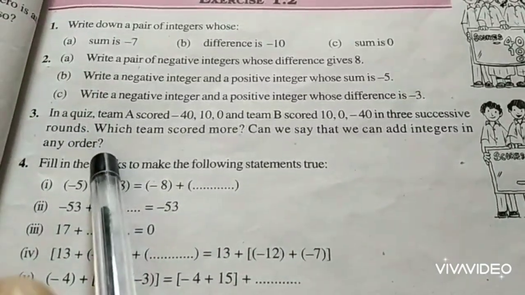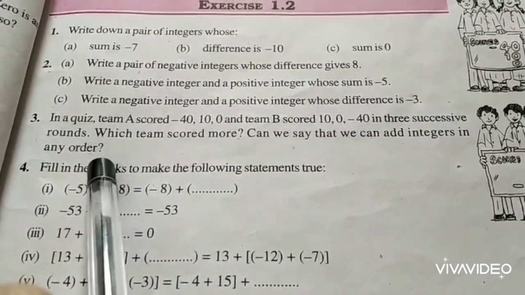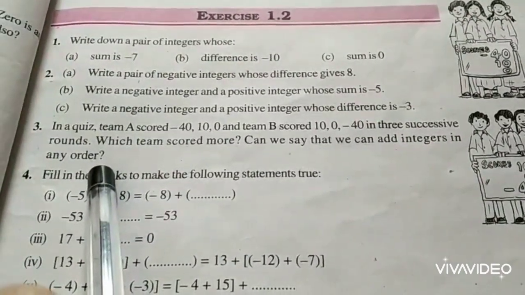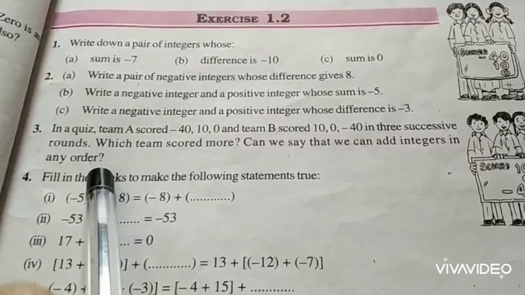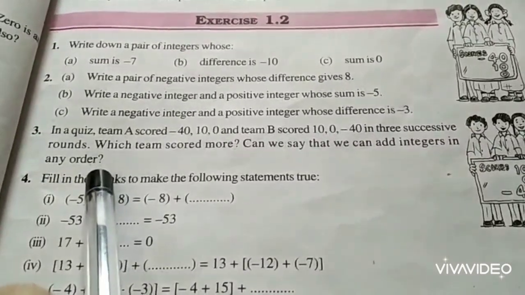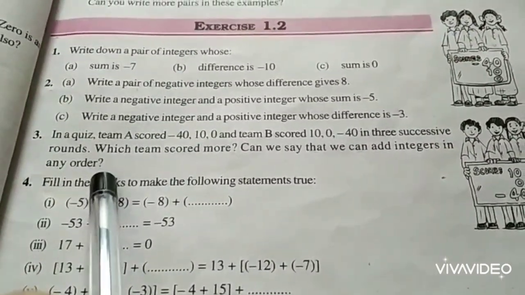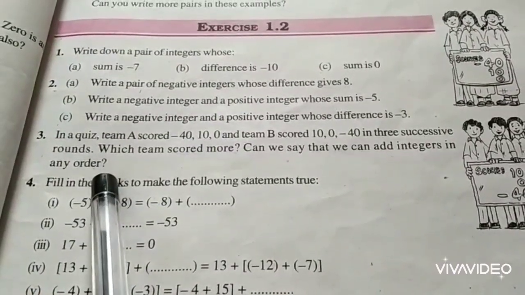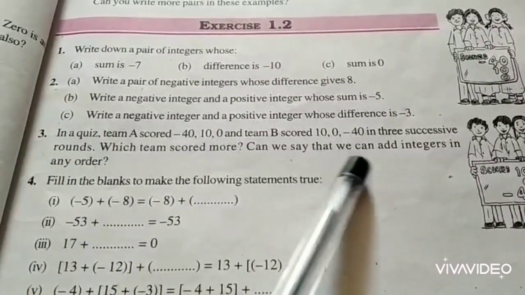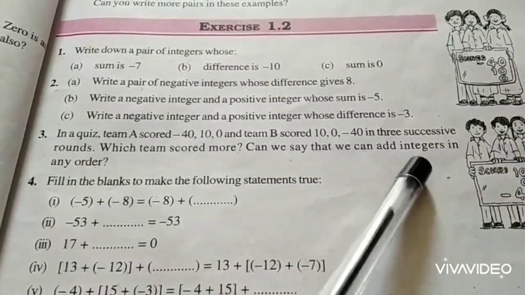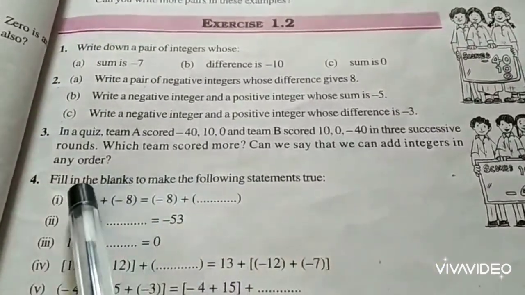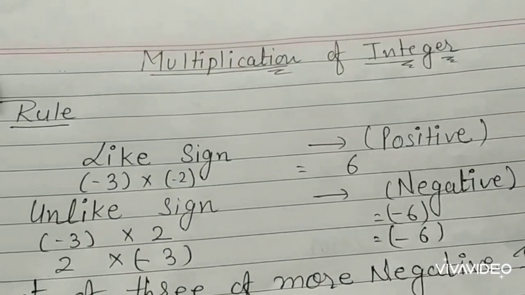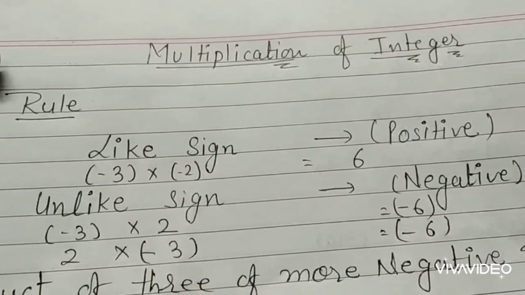Now we have already discussed the commutative property for integers. In the commutative property for integers, we have a plus b is equal to b plus a. So we can add integers in any order. By using this property, we can say that we can add the integers in any order. Now our next topic is multiplication of integers.